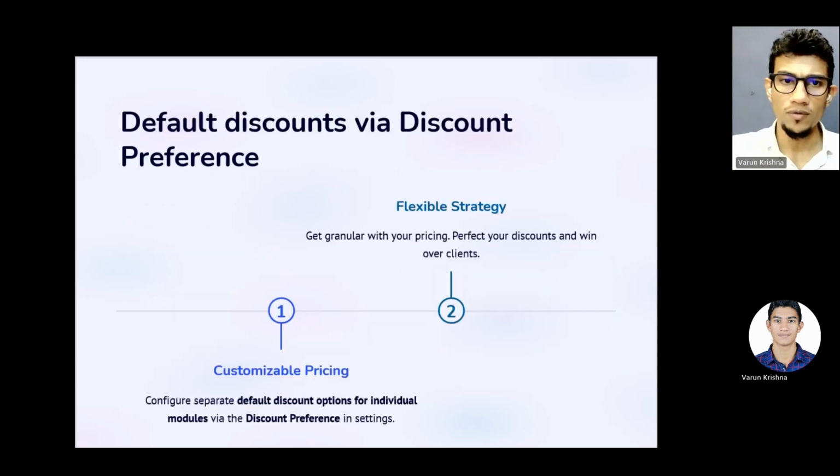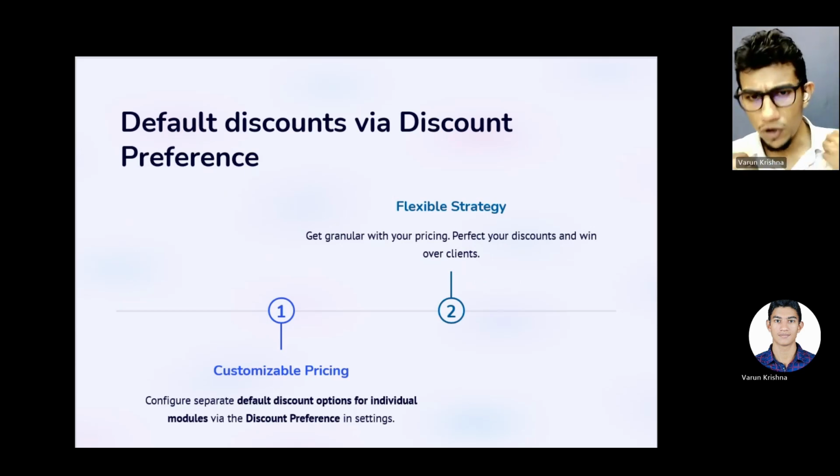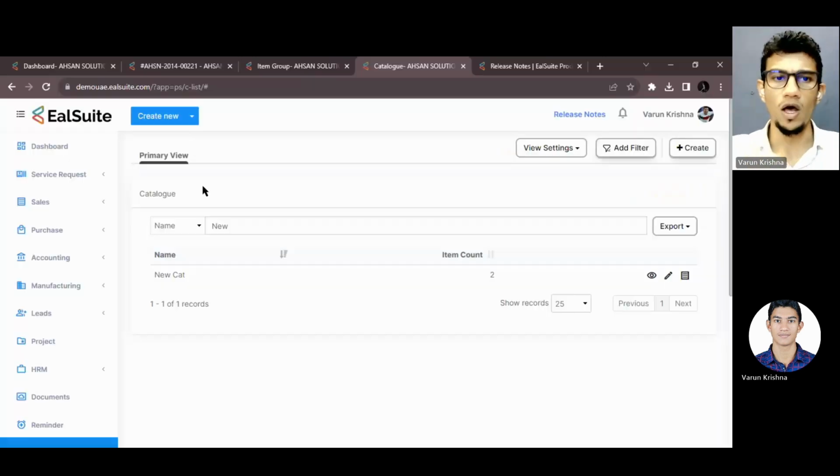Now, moving forward, default discounts via discount preference. I'm sure that we were all using the discount preference, but it was in a different style. Now we have revamped it. So right now we have a customizable pricing way, the default discount option for individual modules via the discount preference. Get granular with your pricing, perfect your discounts and win over your clients. So how was this done?